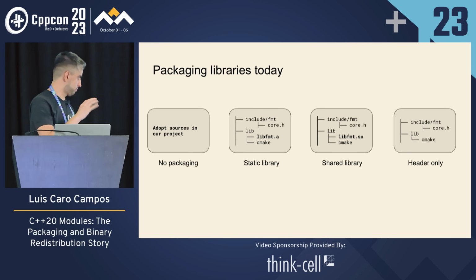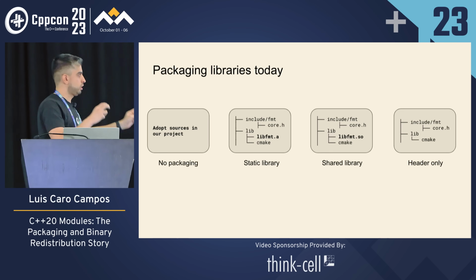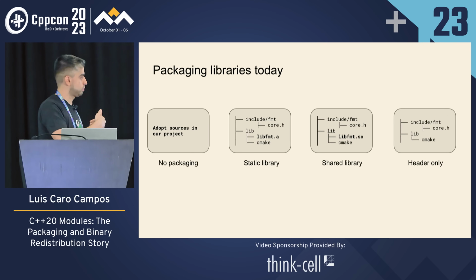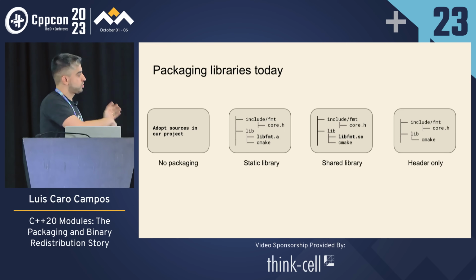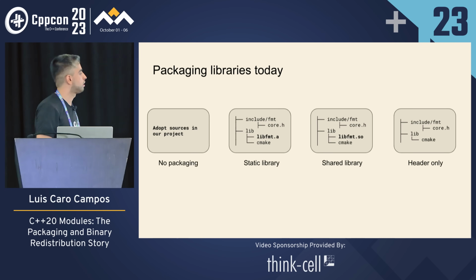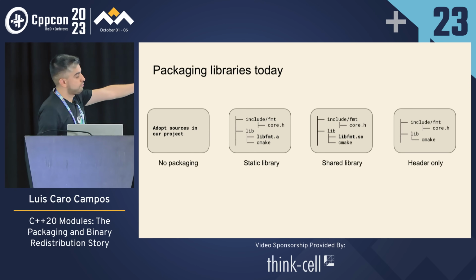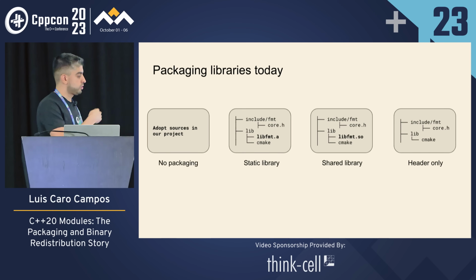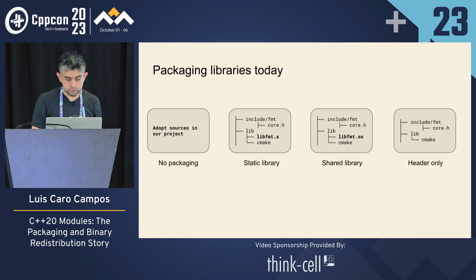And this is how we typically package libraries today. Either we do no packaging and we adopt the sources of FMT into our project, but it's still worth mentioning this, and I'll get to that in a second. Or we have static libraries, shared libraries, or we can even have header-only libraries where what we have is only the headers and maybe some file like CMake telling us, if needed, some compiler flags or similar. And where I'm adding a CMake folder under the lib folder there, that's what I mentioned before. It could be integration files. It could be a package config file as well. It doesn't necessarily have to be CMake.